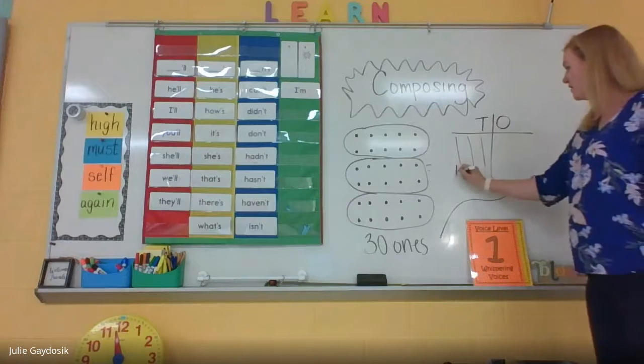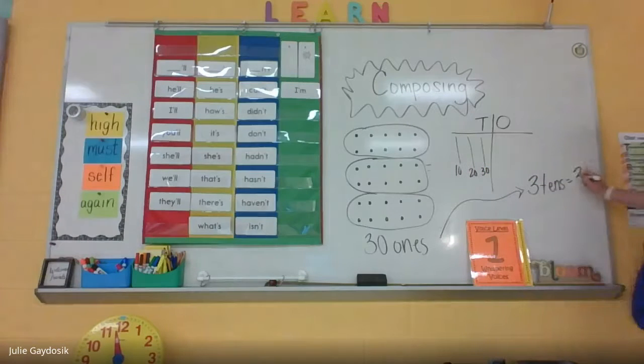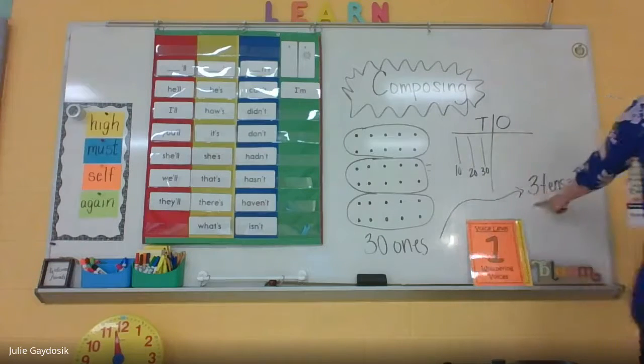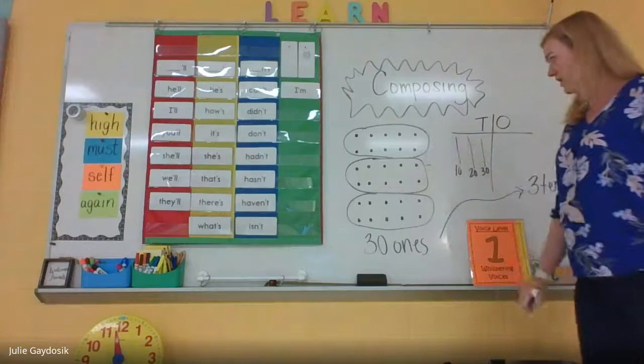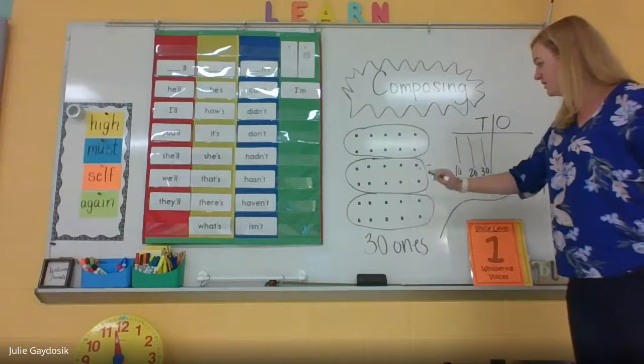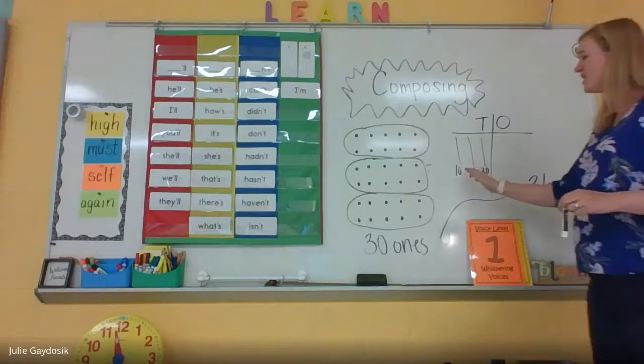And that value is 30. Okay. So 30 ones is the same as 3 tens, which is 30. Okay. 10, 20, 30. 1 ten, 2 tens, 3 tens. Same thing. You're just composing them.